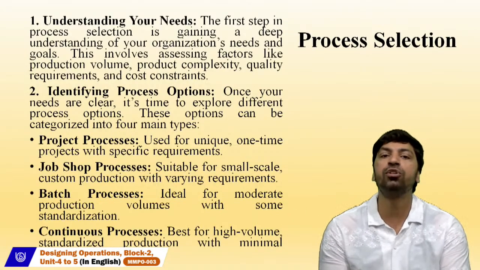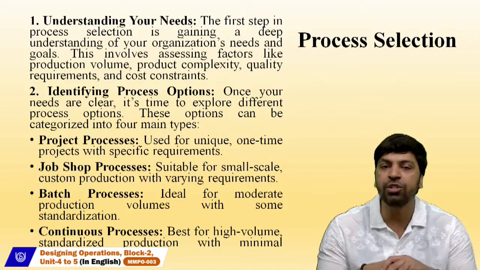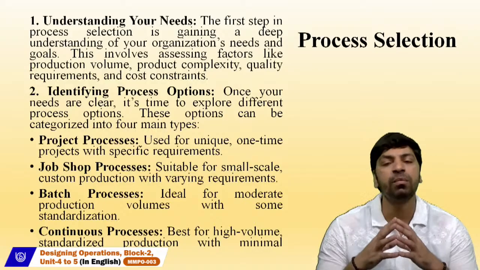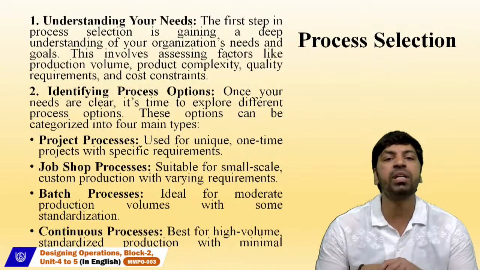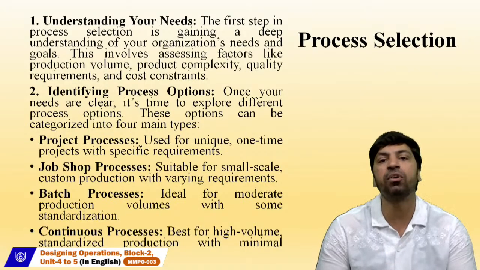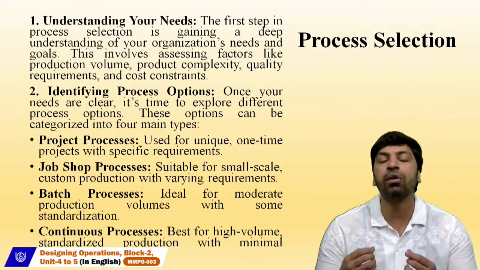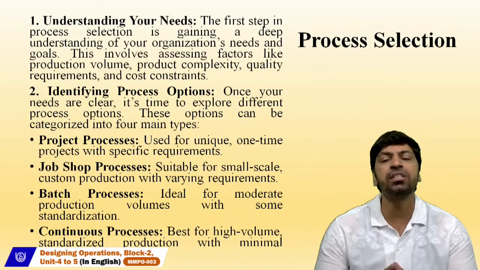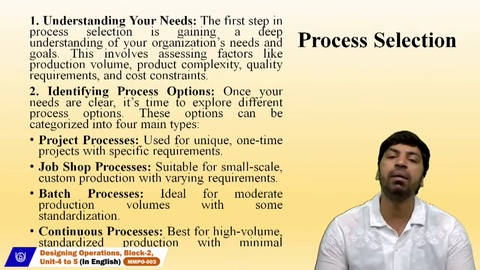The next one is the job shop process. It is suitable for small-scale organizations where custom production or moderate production will be processed with its own requirements. The next one is the batch process. It is ideal for moderate production volumes with some standardized qualities. Next is the continuous process. It is best for high-volume standardized production with minimum changes.